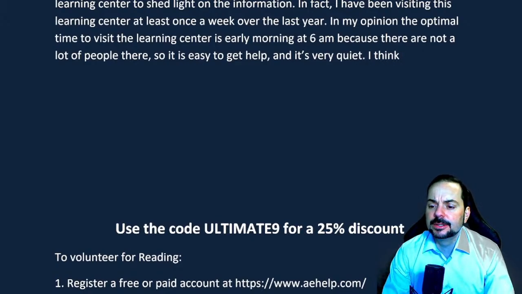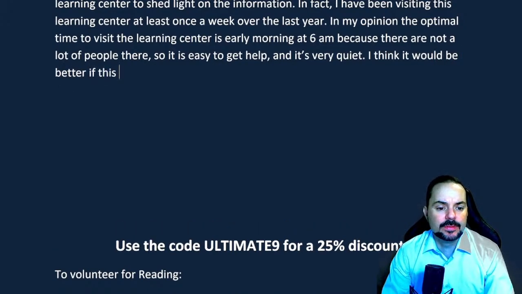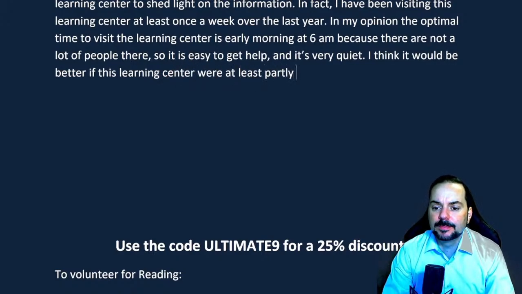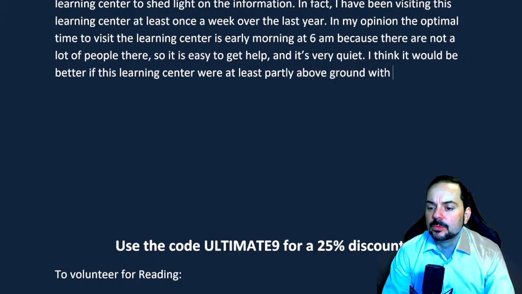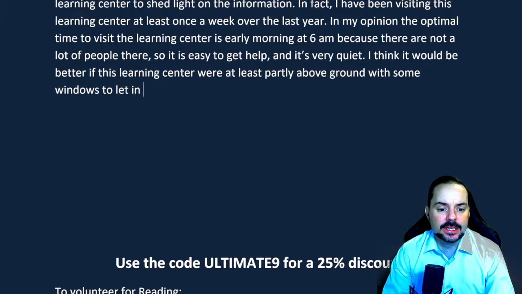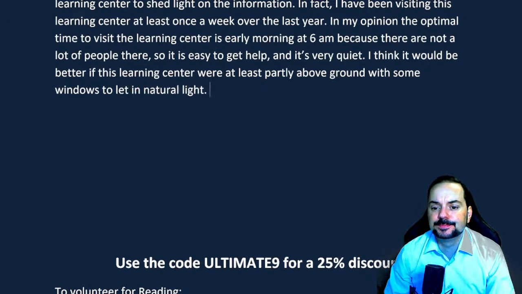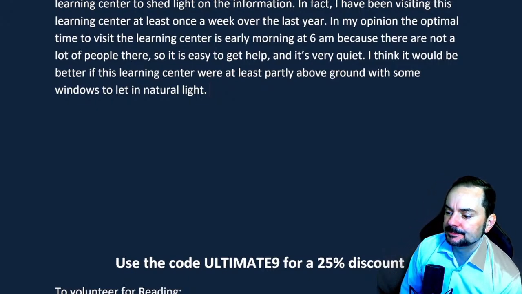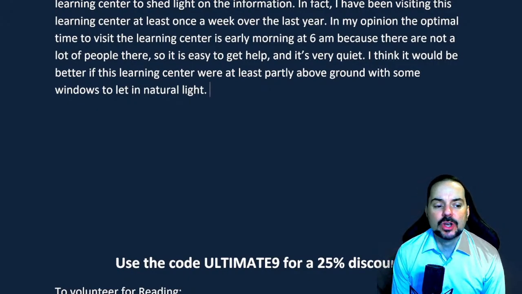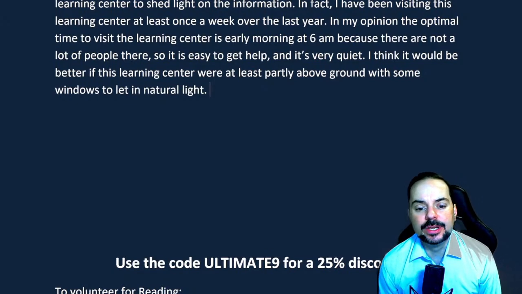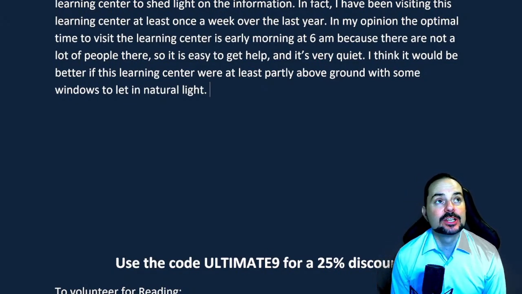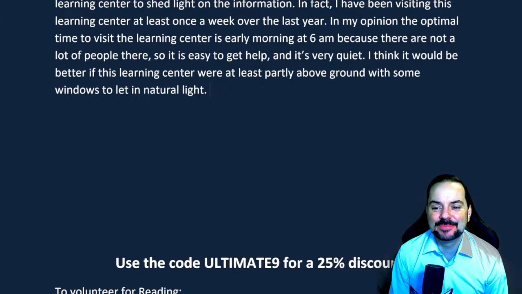I think it would be better if this learning center were at least partly above ground with some windows to let in natural light. Okay, so that's how I would answer that question there. All right, or those last two questions.